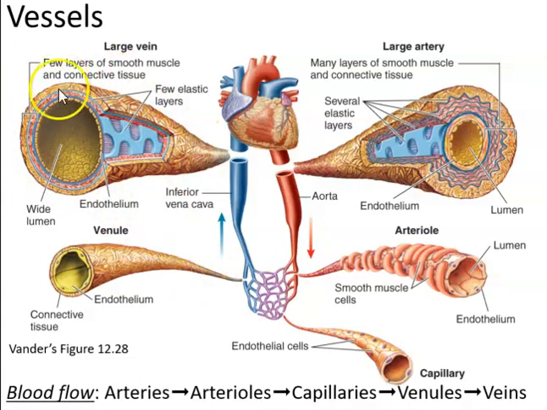and then from the veins we can have blood flowing back to the heart via these large veins, the inferior vena cava, superior vena cava. So here again we see that blood flow from the arteries to the arterioles, the capillaries, the venules, and the veins.